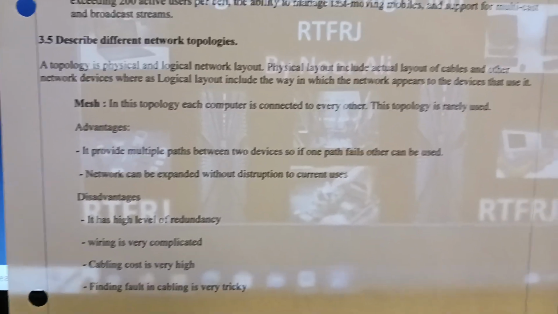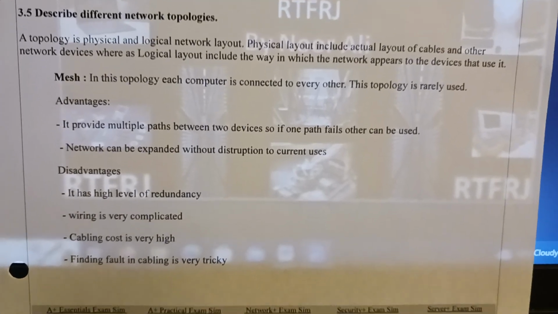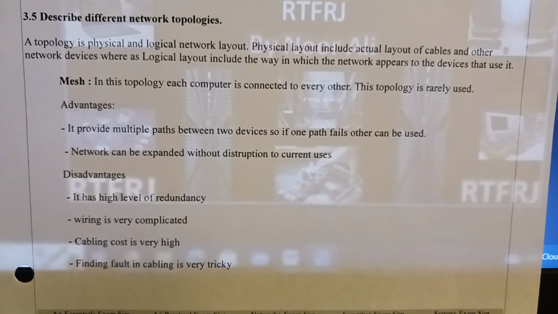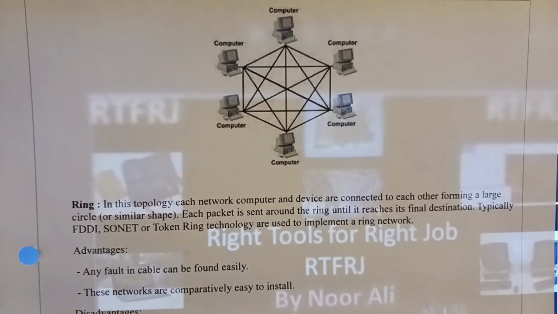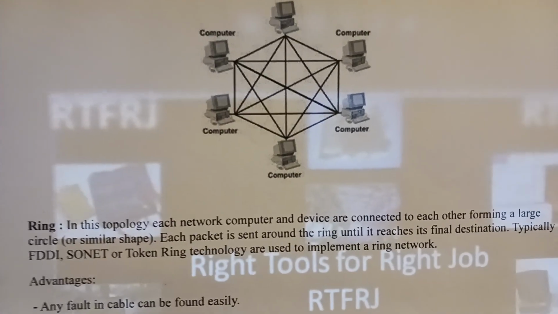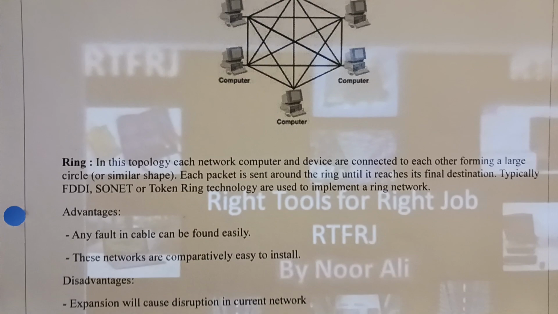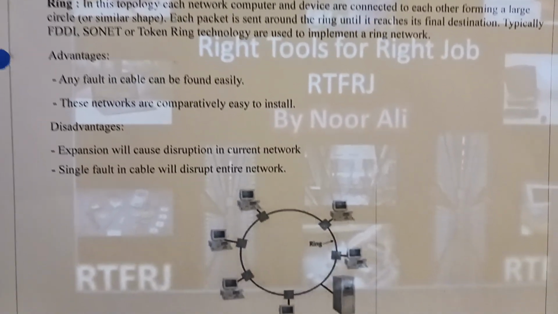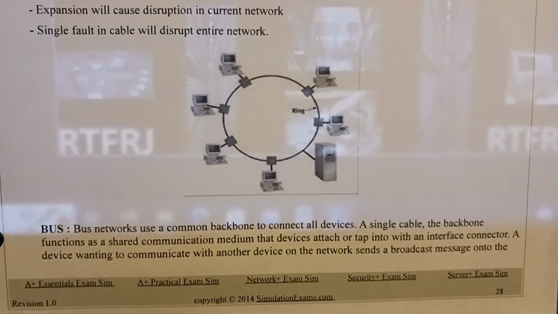As a professional. In this domain, it says describe different network topologies. Here you have it right there, advantages and disadvantages. You got to know that stuff. Remember earlier I was mentioning network map. This is an example of a network map or a network diagram. This is a ring network, advantages and disadvantages. Here you have a ring network, then you got the bus network.